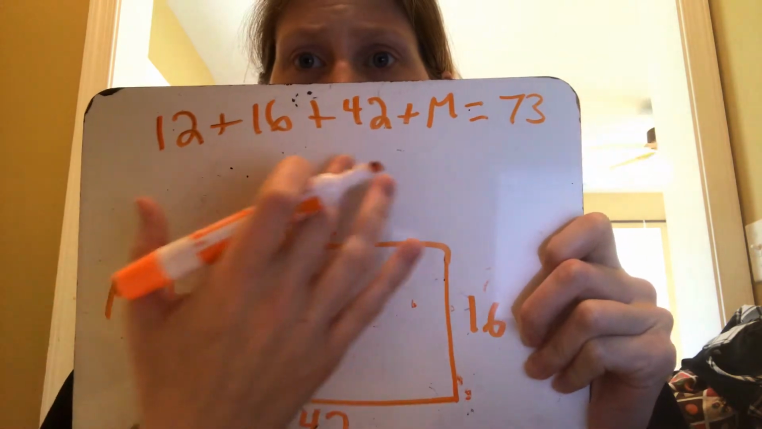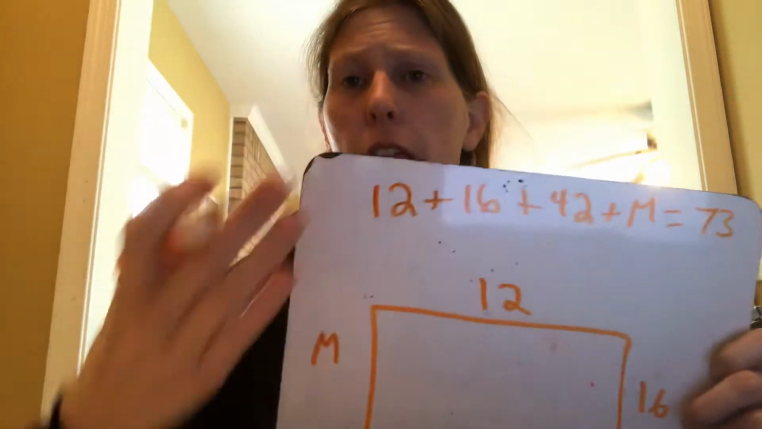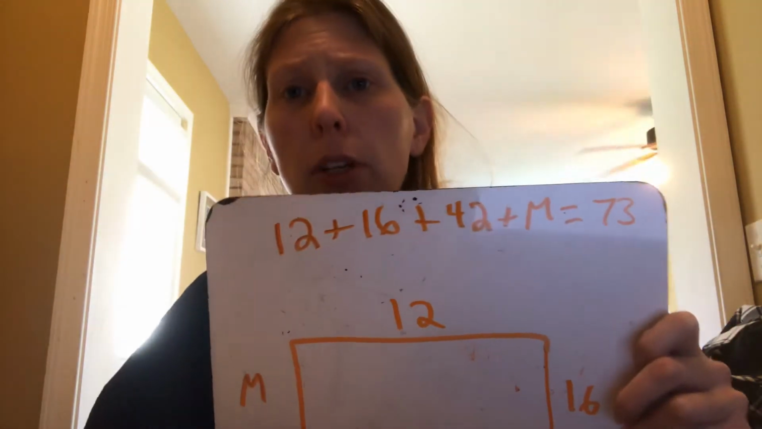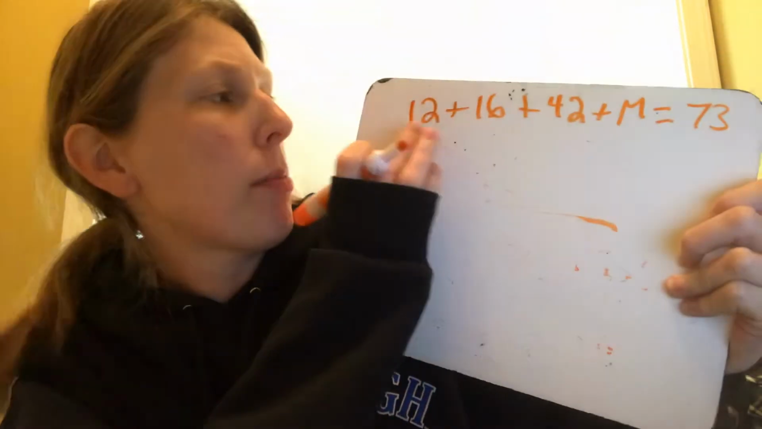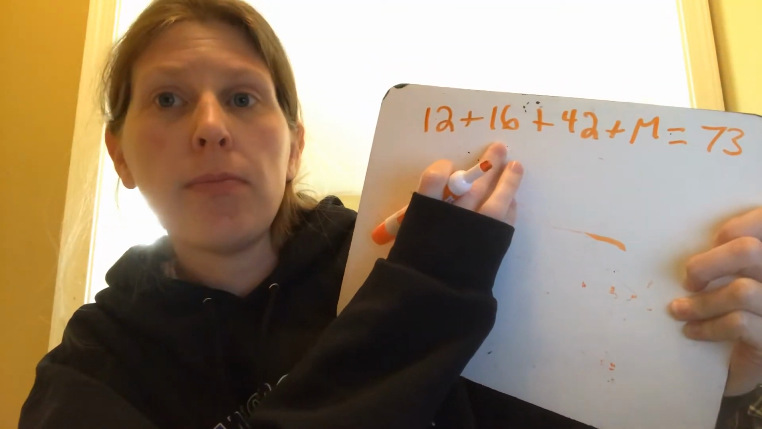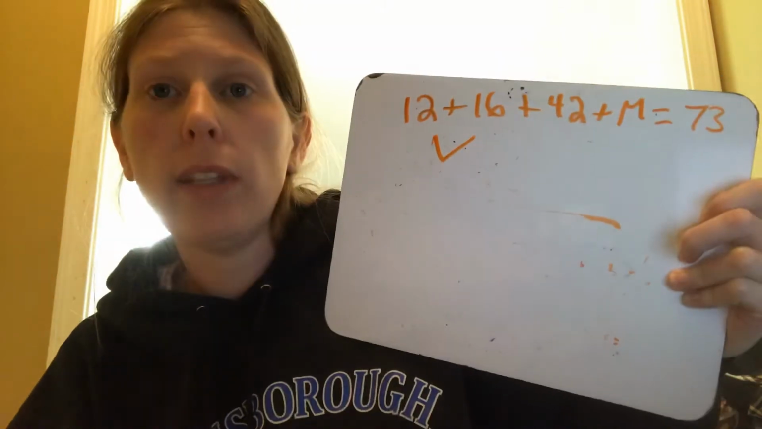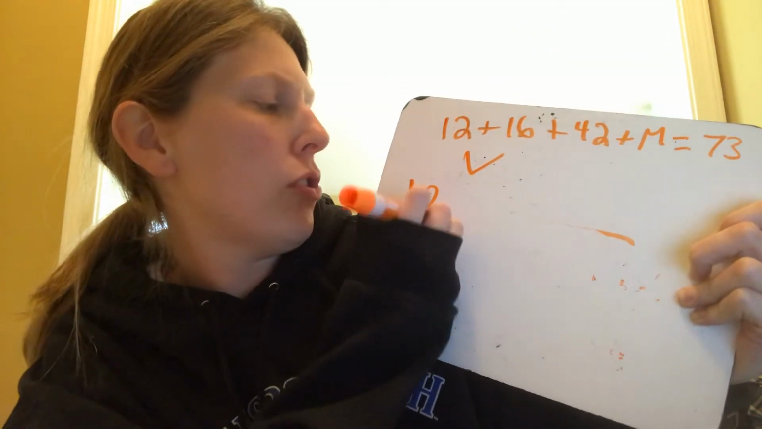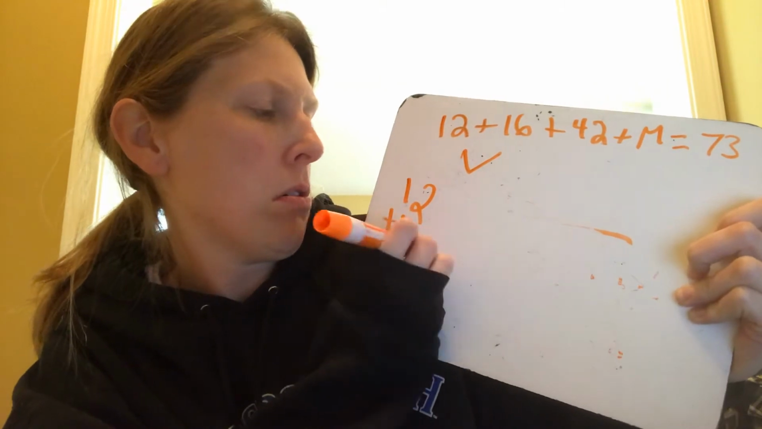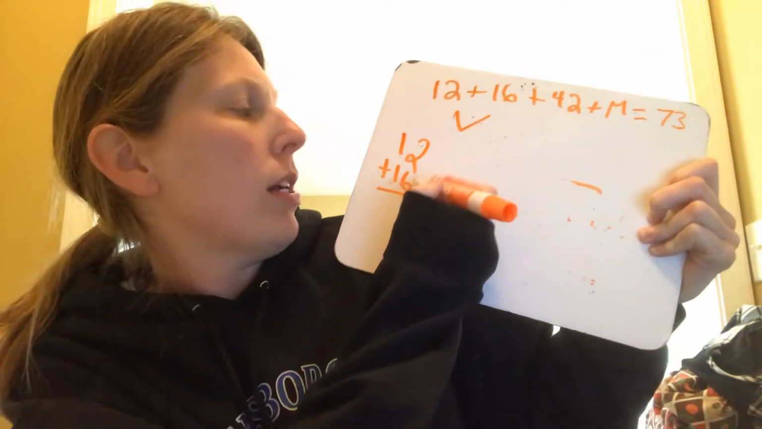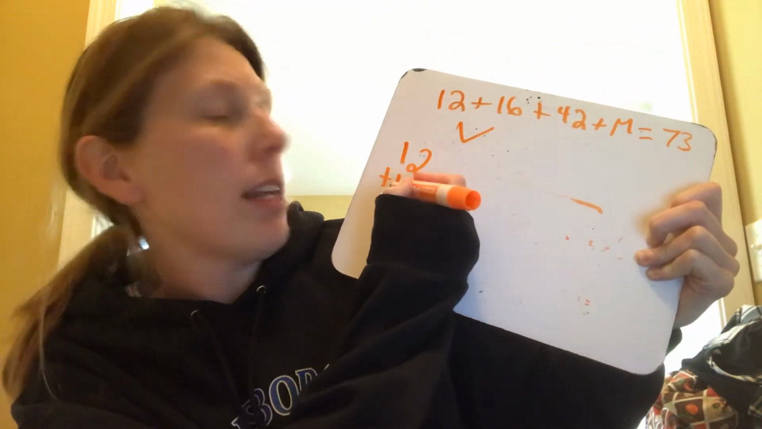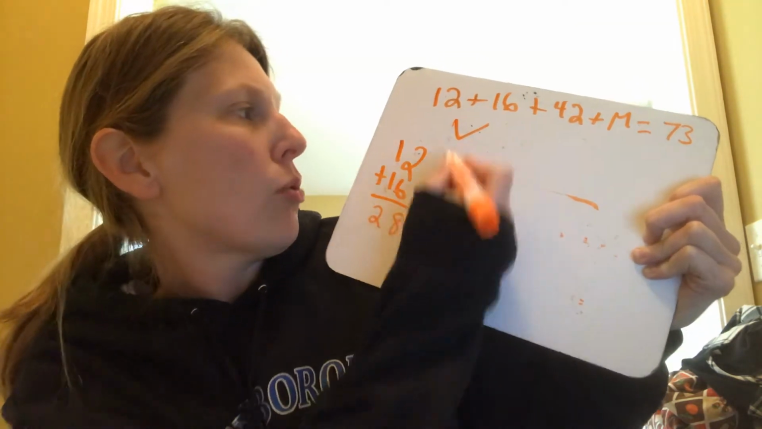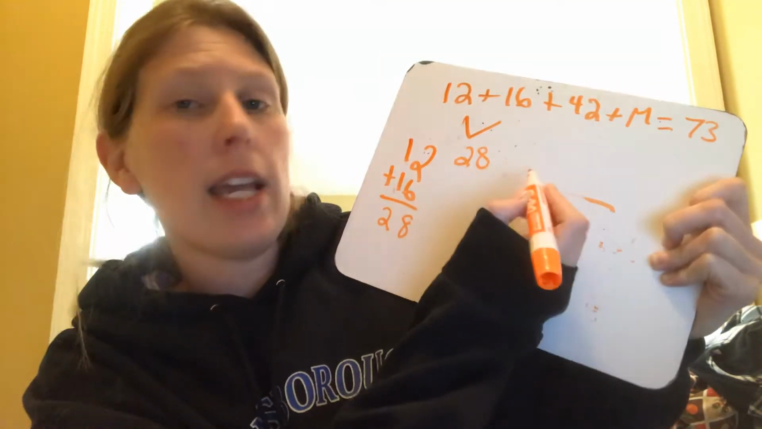I see three different numbers, so I don't want to stack three numbers on top of each other. What I'm going to do is break it up, and I'm going to start by adding two of these numbers together. So I'm going to start by adding 12 and 16 and find out what that gives me. I'm going to choose to set it up vertically. 2 ones and 6 ones is 8 ones. 1 ten and 1 ten is 2 tens. So I know that 12 and 16 is 28.